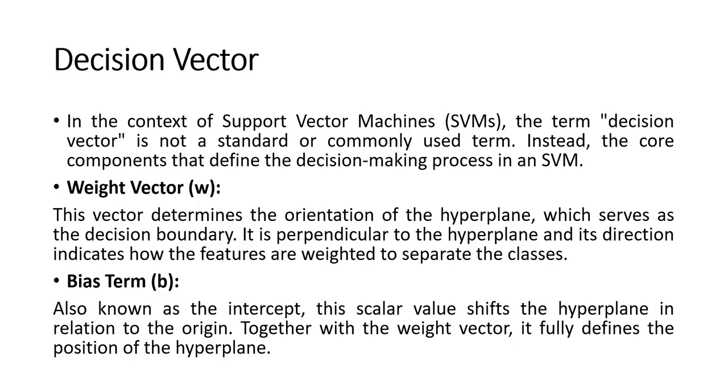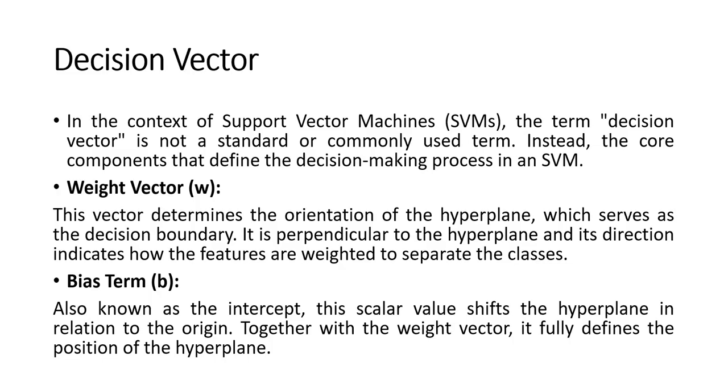The decision function of an SVM is f(x) is equal to w dot x plus b. It means w dot x plus b. This is the sign of multiplication. So here w is the weight vector, x is the input feature vector, and b is the bias term. The sign of the result tells us which class the data belongs to.